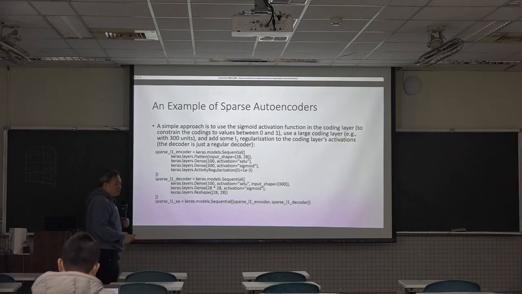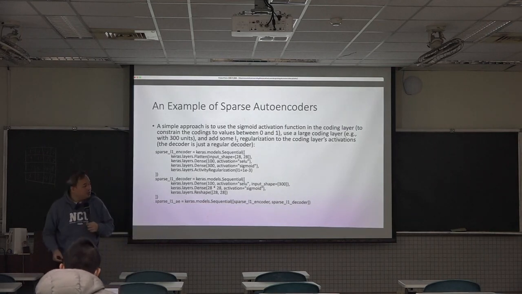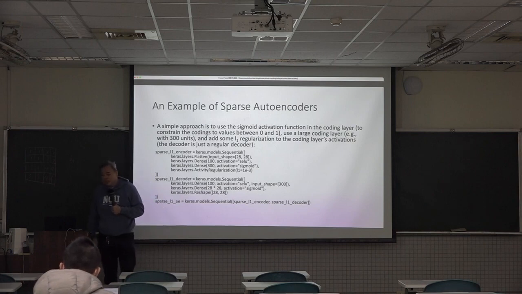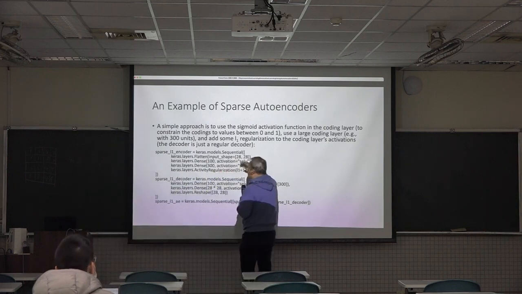So how do we put the restriction on the coding layer? One way to do it is, remember you guys have learned the L1, right? So you can see for this one, we call it sparse L1 encoder. The other part is the same as the previous one. The only difference is here.